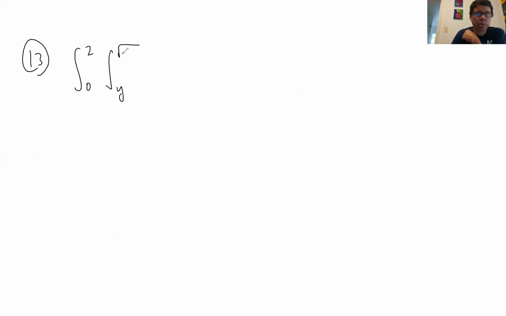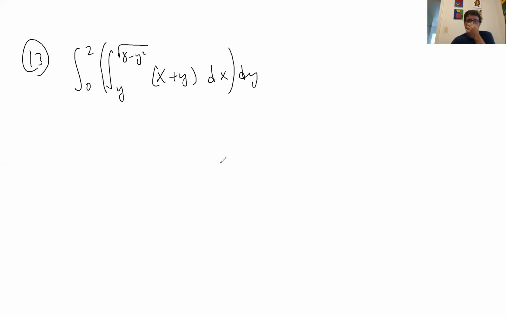Y, and now this is going to look, well, this is still not going to be too bad. Y to the square root of 8 minus y squared, x plus y, dx dy. So now these have been reversed here. And again, maybe this integral isn't too bad, but it's still going to be easier to do than polar. So we want to convert this to find the shadow.